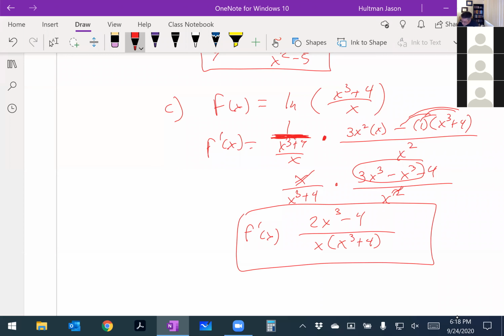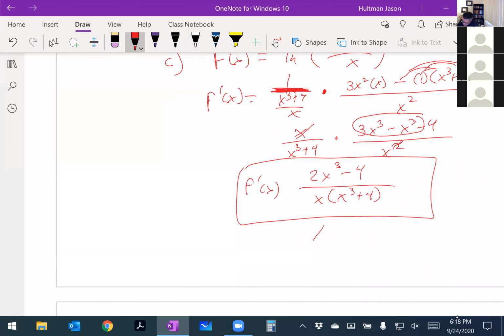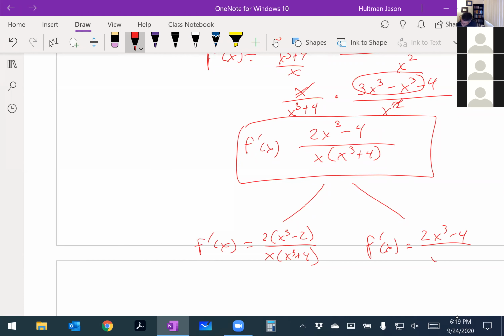I noticed that the top is not factored, but the bottom is. It really is personal preference as to which way you want to go here. If you want to leave it in factored form, you can go f prime of x is equal to 2 times x cubed minus 2 all over x times x cubed plus 4. If you want to leave it in non-factored, or distributed form, you could just leave it as 2x cubed minus 4 over x to the 4th plus 4x. So any of these three would be acceptable.